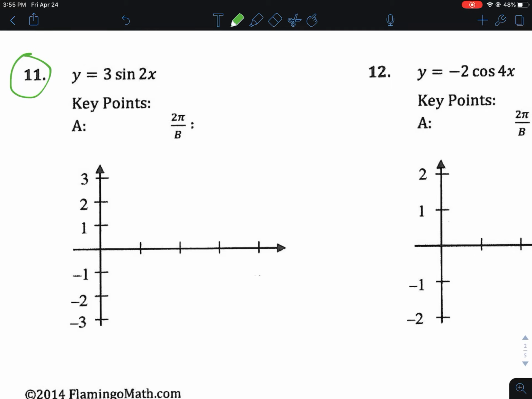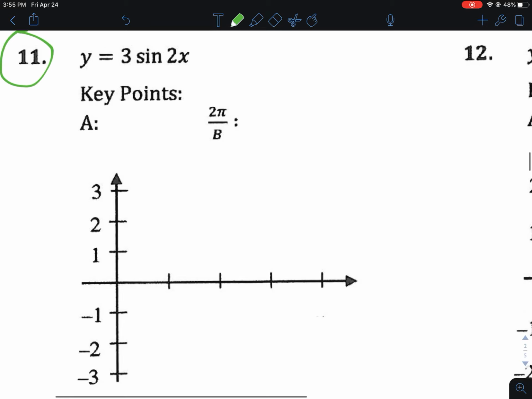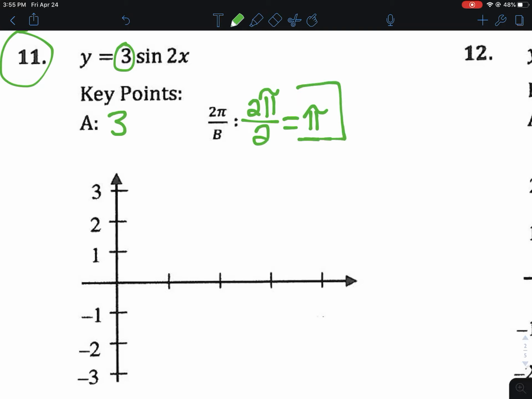We have y equals 3 sine of 2x. So again, let's identify a couple things. Amplitude is the a value, so amplitude would be 3. And the period is 2 pi over b, or 2 pi over 2. Well, if I divide that, I get 1 pi. So here, my period is going to be 1 pi, a distance of 1 pi, and the amplitude is 3.